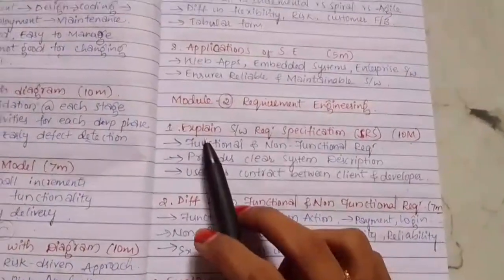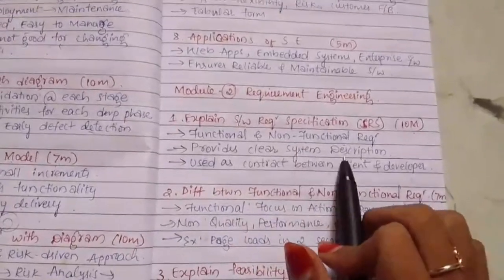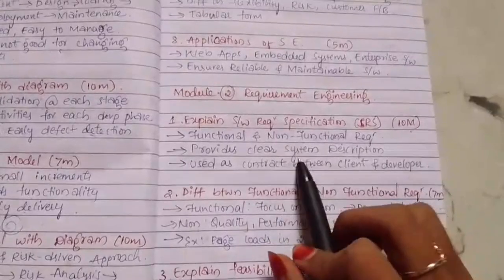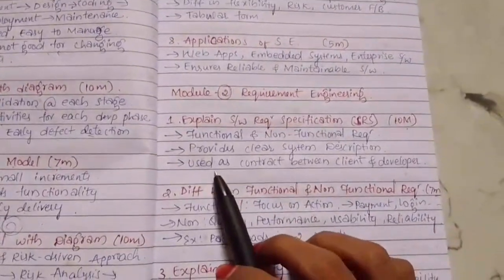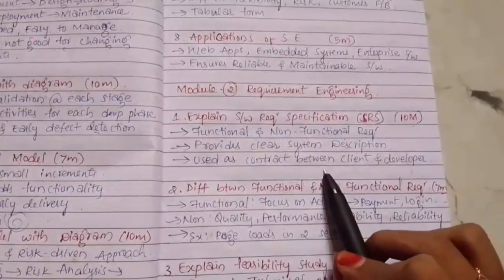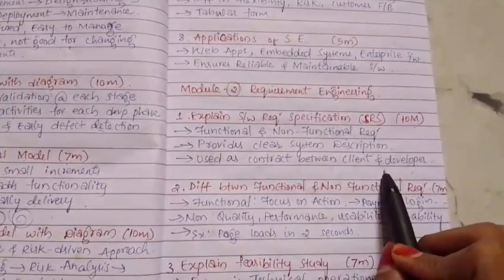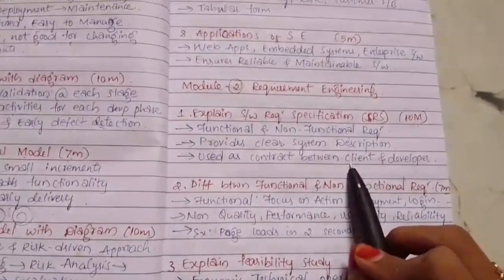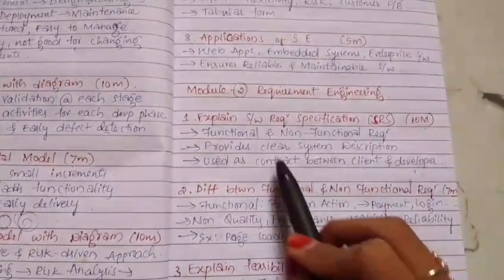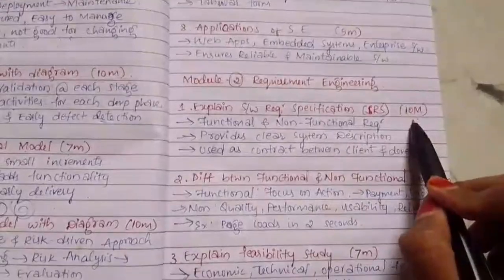And the software requirement specification provides the clear system description, what exactly the customer needs. It is used as a contract between the client and developer, because the client gives what they exactly want, and the developer develops how the customer needs. This is all about software requirement specification. Very important, asked for 10 marks.